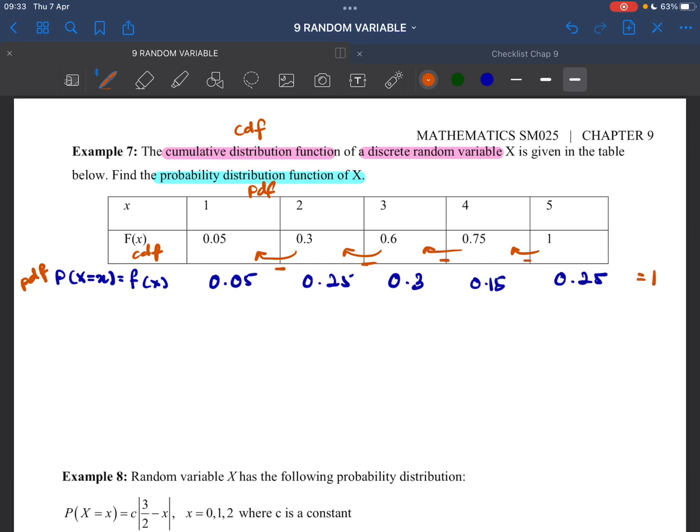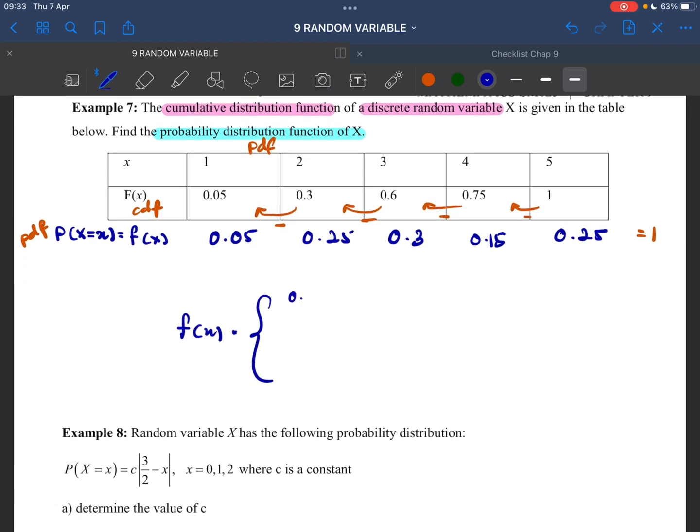Okay, but now the question said probability distribution function, so we have to represent it in function form. So here we have 0.05, we have 0.15, we have 0.25 and we have 0.3. Okay, kita kumpulkan mana yang sama, which is 0.05 we have for x equals to 1, 0.15 we have for x equals to 4, 0.25 we have for x equals to 2, x equals to 5. So you can just write that together, x equals to 2, 5, and last one, this one is for x equals to 3. Okay, so that is how we change from CDF to PDF for discrete random variable.